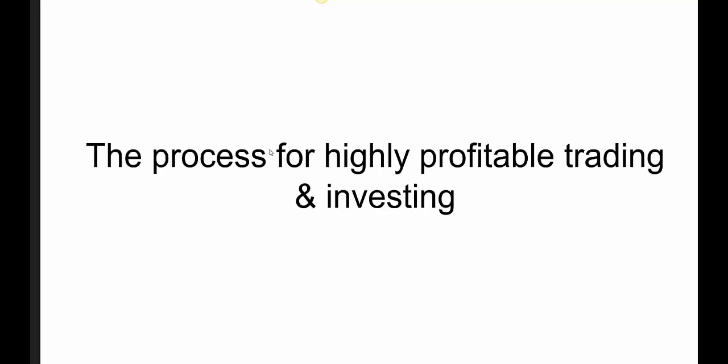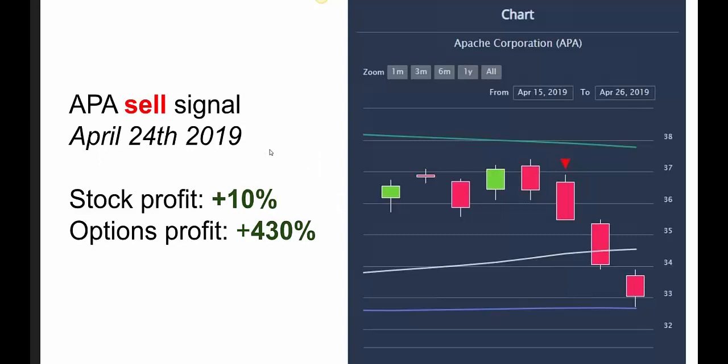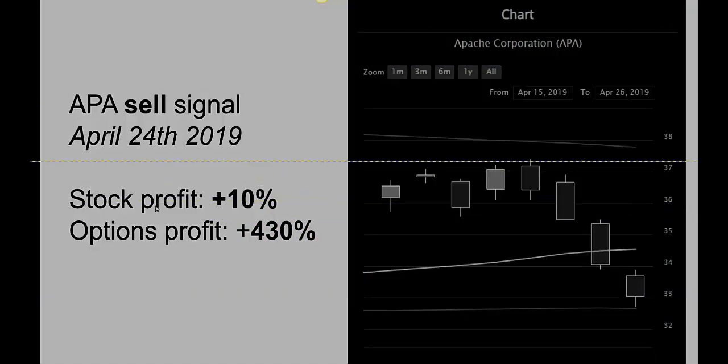And just to give you an idea of what this process does, here's just a couple of buy and sell signals that this process gives us. It's not just a random indicator, it's a process behind the indicator. So for example, ticker symbol APA, Apache. This one literally just triggered a couple days ago. The stock gave us a sell or short signal. The stock dropped 10%. We would have made 10%, or students who took the stock trade made 10%. The options profit was 430%.